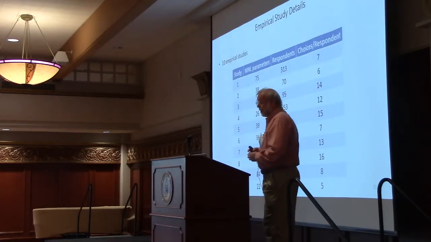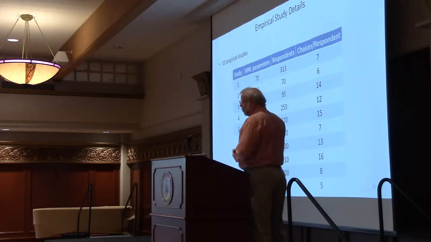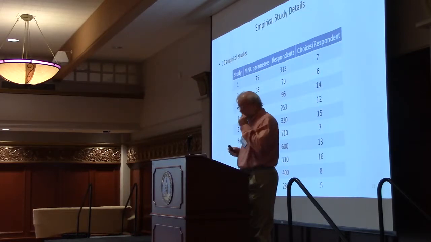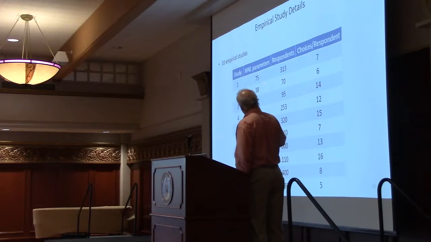So here's just a summary of our 10 empirical studies. Studies 1 through 9 were experiments. Study 10 was our cross-sectional data. Here's the number of parameters in the logit models.